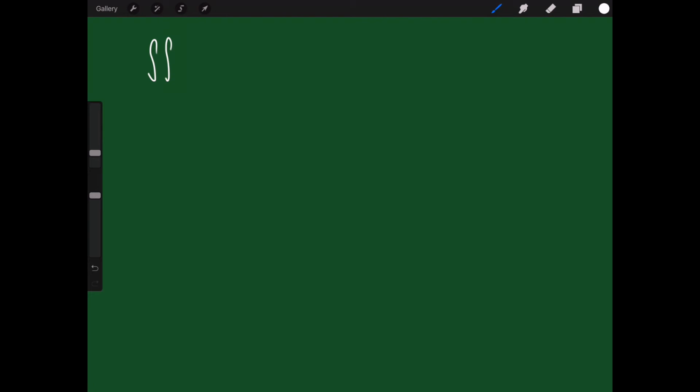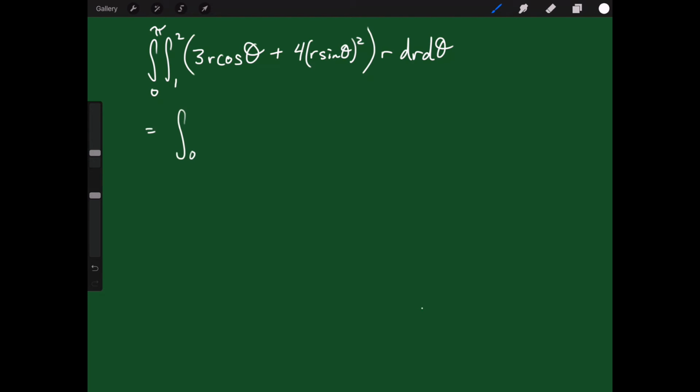So I have the double integral, and we said we're going from 0 to pi, from 1 to 2, of (3r cosine theta plus 4 times r sine theta) quantity squared, times r dr d theta. Okay, let's rewrite that. It's the integral from 0 to pi, integral from 1 to 2 of, okay, so first of all, I need to distribute this r right here in.